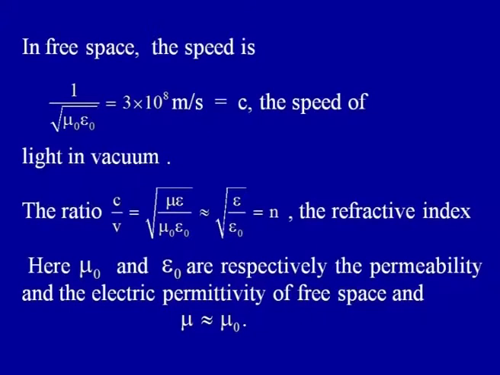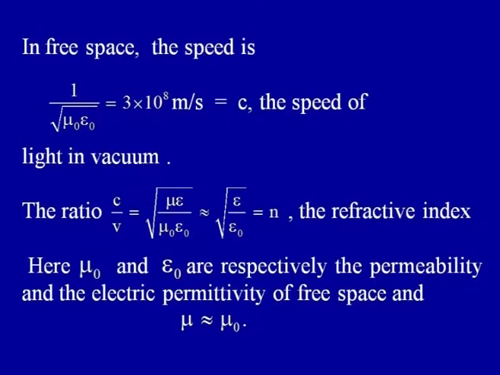For the wave travelling with the speed v given by 1 upon the square root of μ times ε. In free space, that is in vacuum, no medium, the speed is 1 upon the square root of μ₀ times ε₀, which is equal to 3 × 10^8 meters per second. It is denoted by c, usually the speed of light in vacuum.